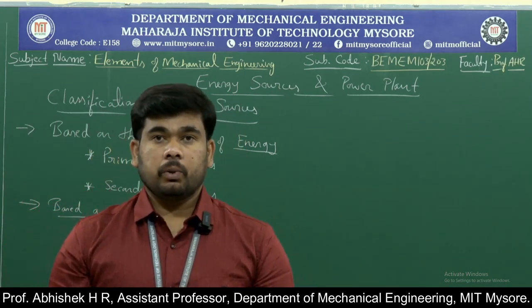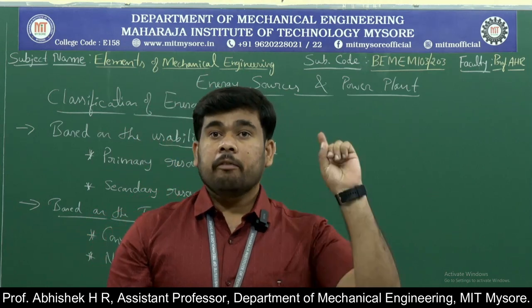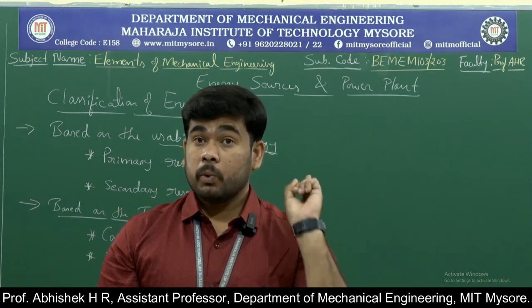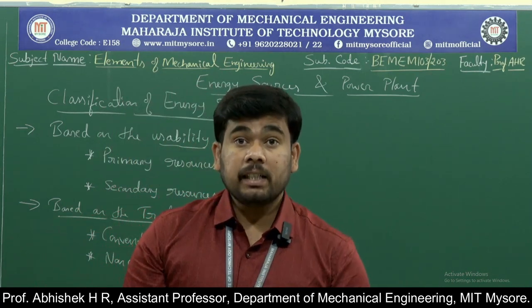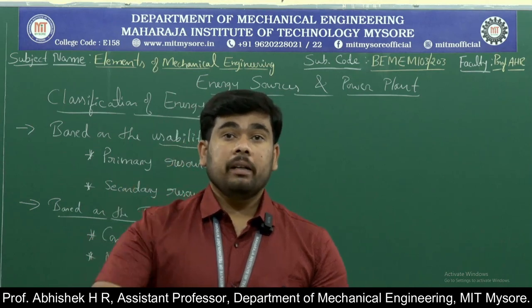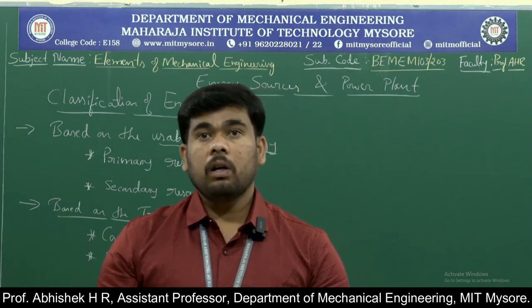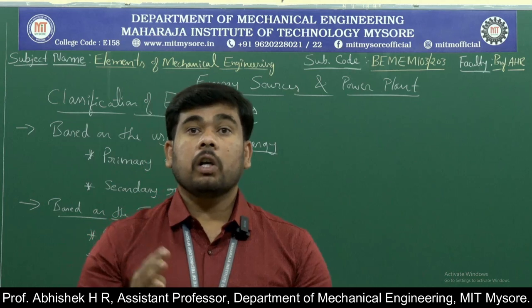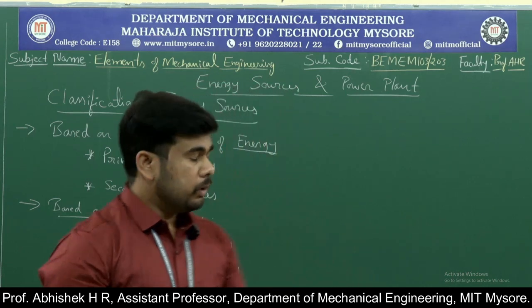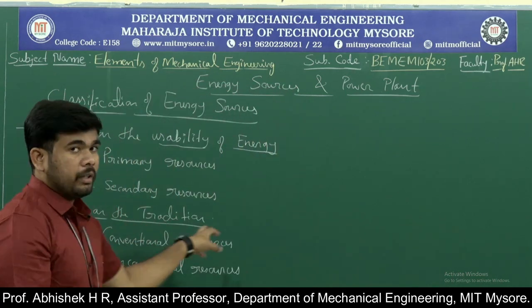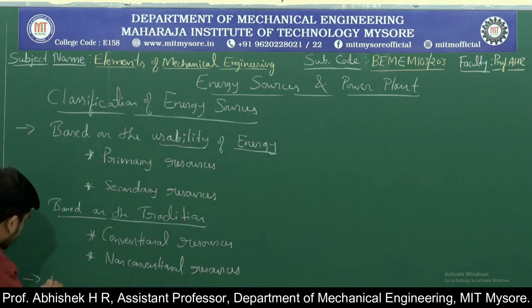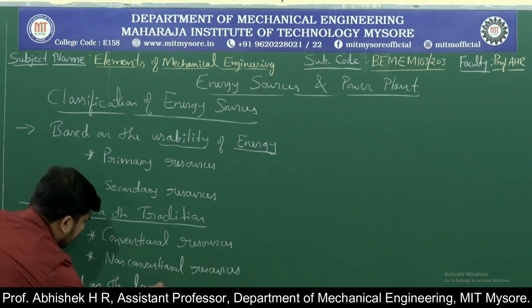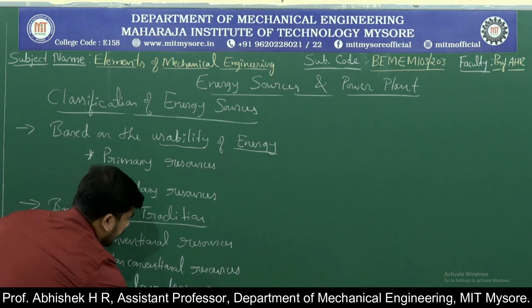Conventional energy resources means those which have been traditionally used for so many decades. Non-conventional means after the Oil Crisis Act of 1973, whatever resources have emerged like solar, wind and all, that will be called non-conventional energy resources. So this is how we categorize based on the traditional type. Next we'll see based on the long-term availability.